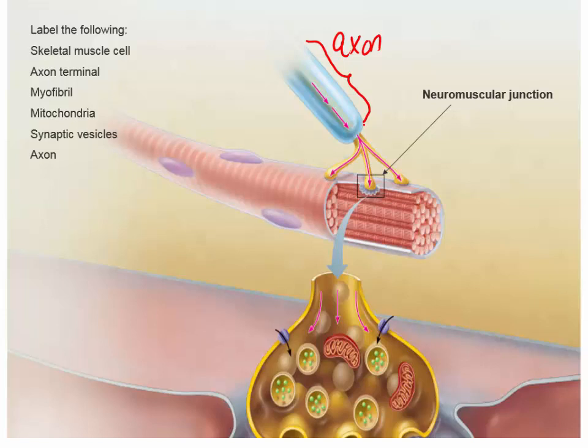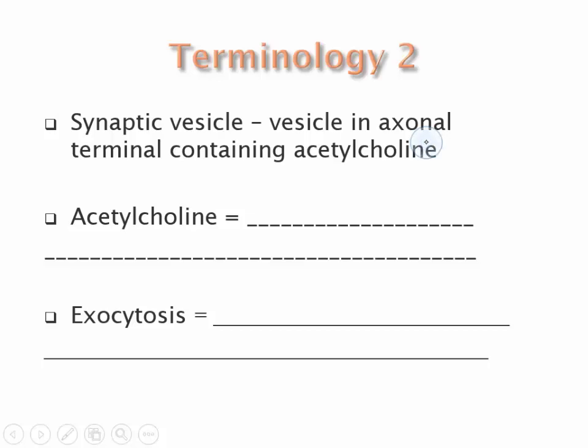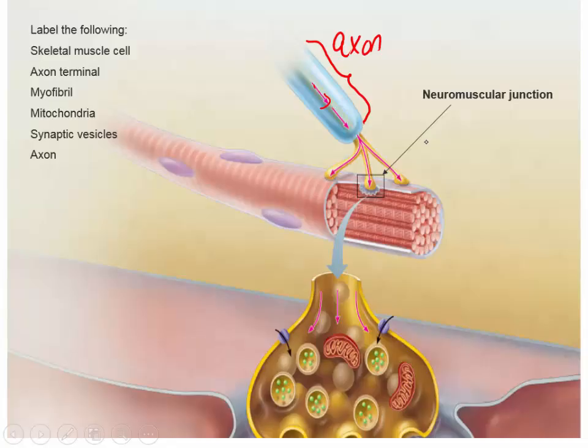And you can see the direction of the nerve impulse. They've got little arrows here showing you the direction. Now what's this called at the end of the axon? Right, so we've got the axon terminal, which are these little things here. That's the end of the axon terminal.